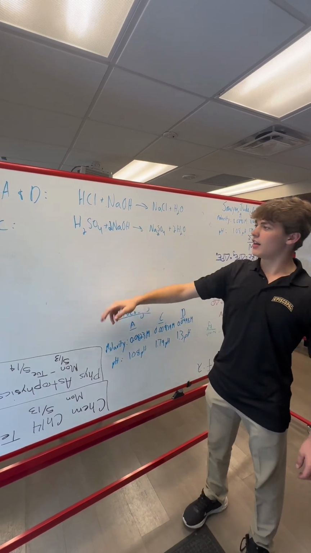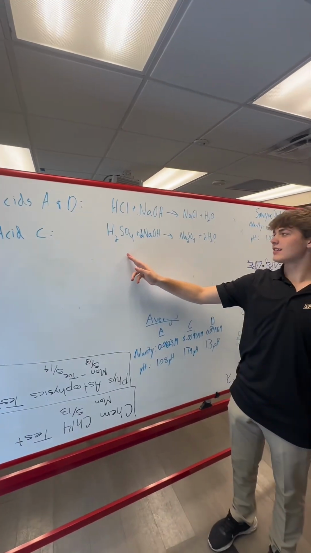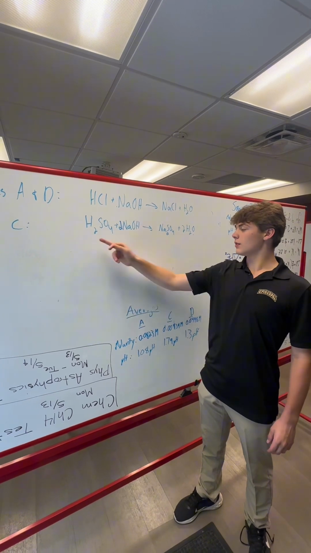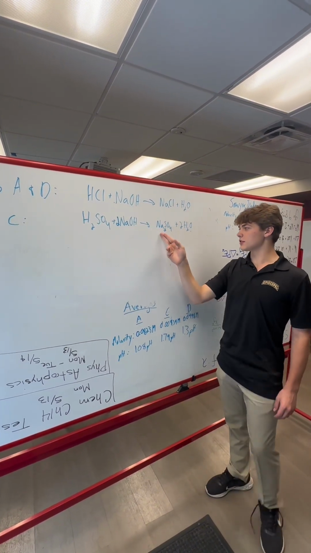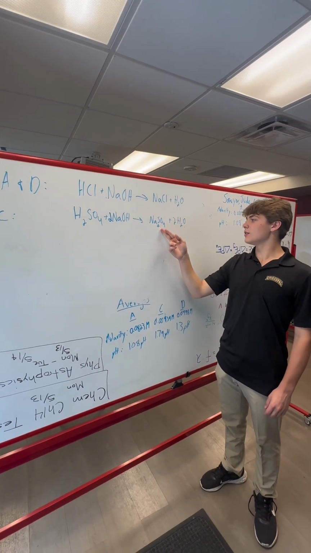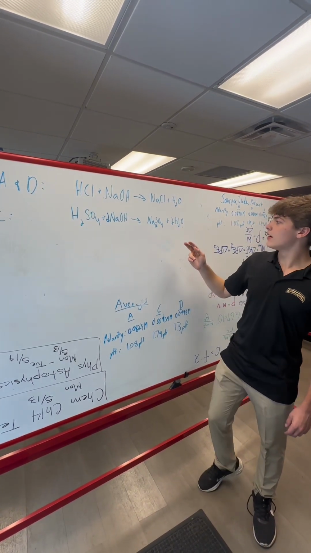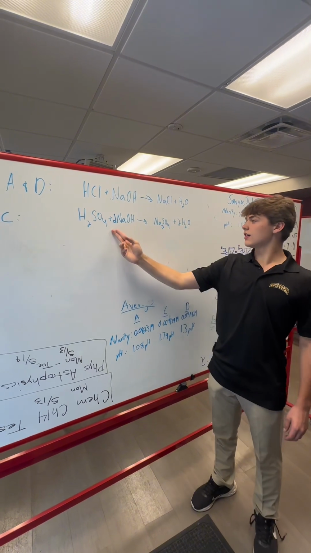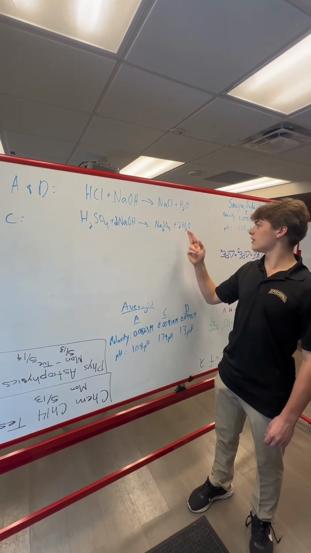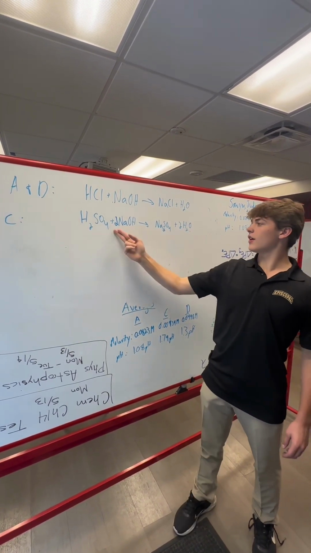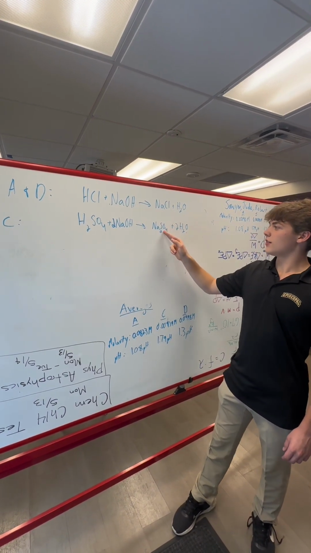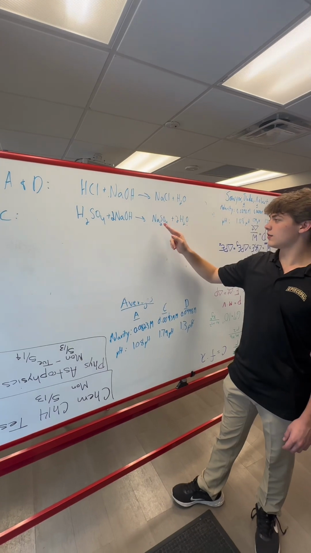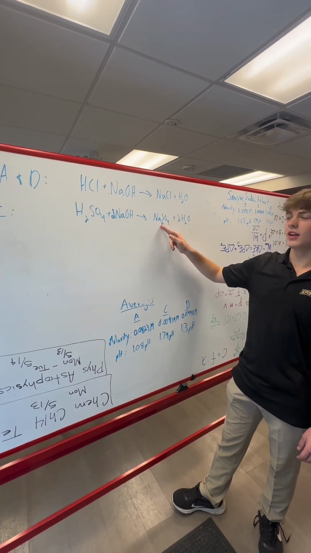And then for our acid C, which is sulfuric acid, we react sulfuric acid and our base for the neutralization to get Na2SO4 plus H2O. And because we have 4 hydrogens here, we have to add a 2 here to get our 4 hydrogens here. And then we also have to add a 2 here to match the sodiums, because the sulfate has a charge of 2 negative, so it drops the sodium to an Na2.